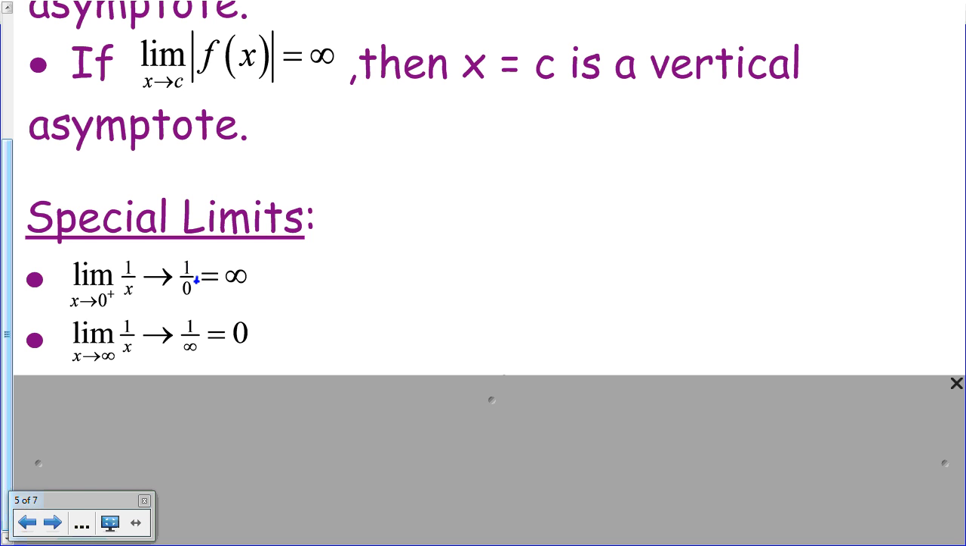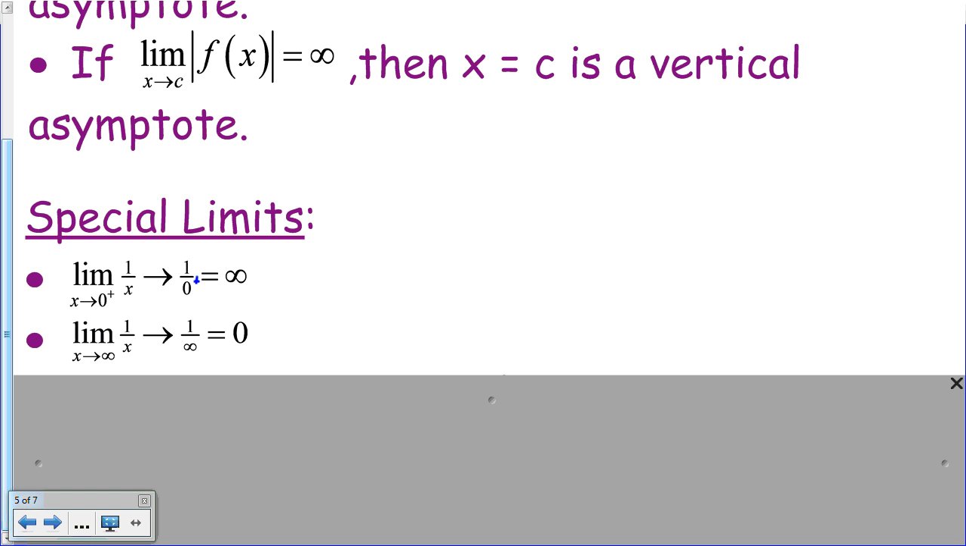Well, again, we're saying that's 1 divided by a really, really, really big number. So 1 divided by 10 is 0.1. 1 divided by 100 is 0.01. 1 divided by 1,000 is 0.001, and so forth. The bigger the denominator gets, the smaller the quotient becomes. In other words, it's heading to 0. So the limit is going to 0.